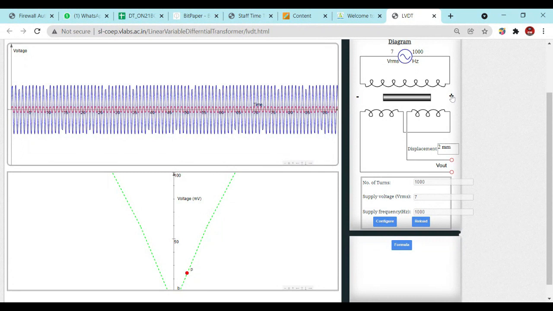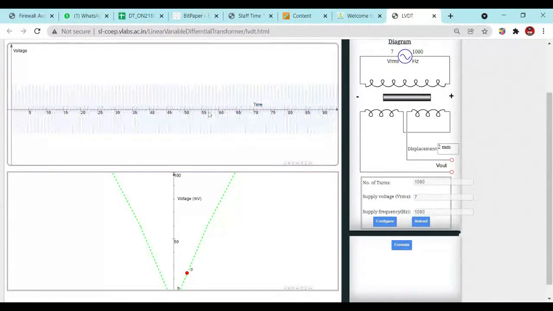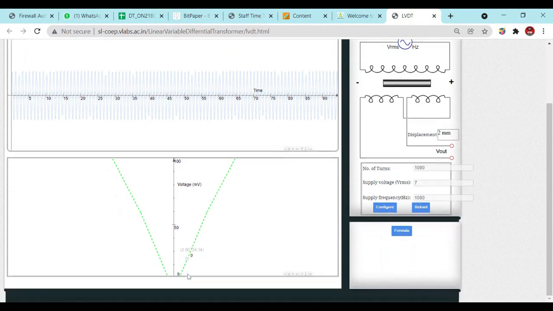When you click on the plus side, you will see the waveform changing in red color right here. This red waveform, you will observe its amplitude is changing. And on the graph side, you will see the value of this particular displacement is also changing. At this moment, the red dot will be shown right here, and when you scroll your mouse over this red dot, you will see the displacement.